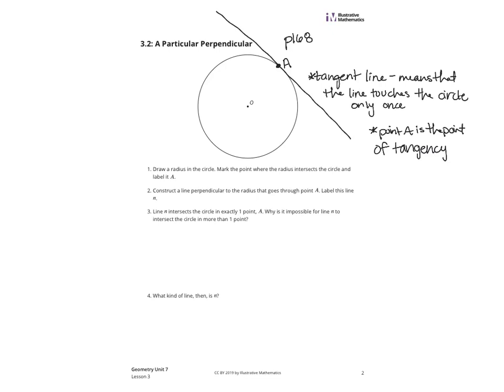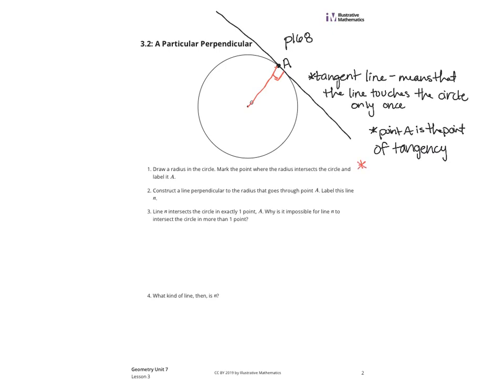So something interesting occurs at this point of tangency. If I connect a radius from O to A, if I connect a radius from my center to my point of tangency, I always have a particular type of angle. Are you already noticing what type of angle must occur there? On this line, I always have a 90-degree angle at the point of tangency.